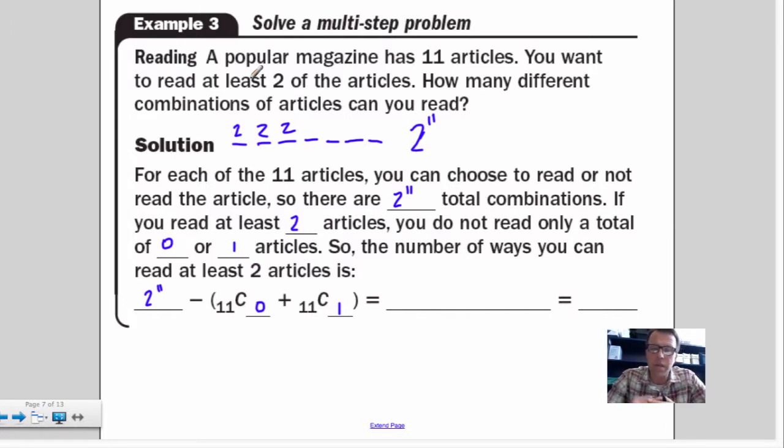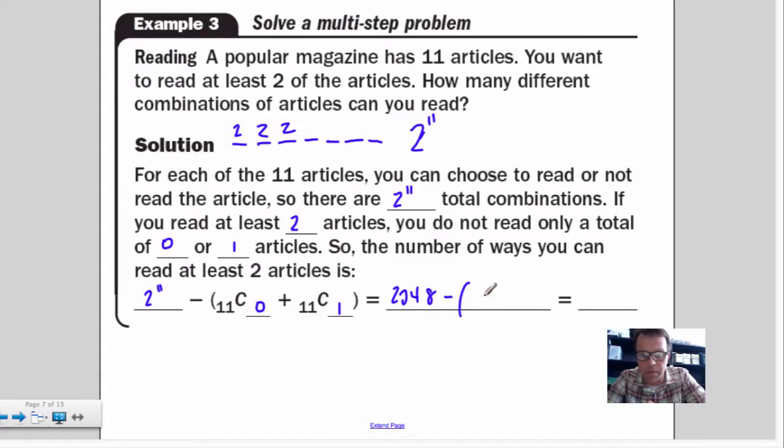This has got to be one of the hardest concepts that we deal with this chapter. So really, I hope I explained it well. And it's a big deal. You really need to know how to do it. This ends up coming out to 2048.